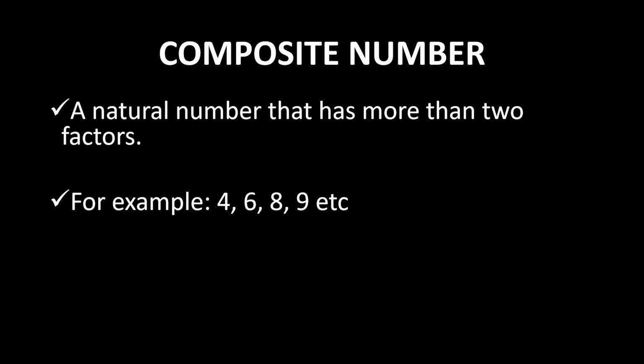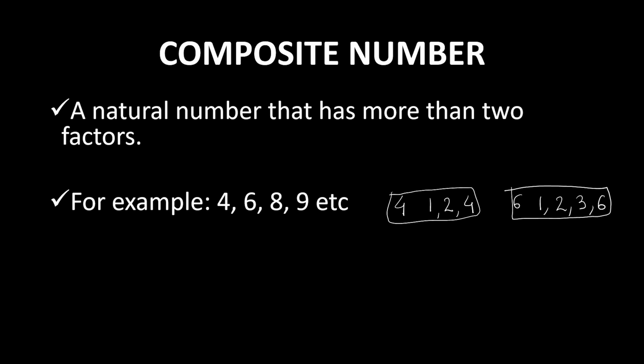For example, 4, 6, 8, 9, etc. So we can see that 4 has more than 2 factors. What all are they? 1, 2 and 4 itself. So here you could observe that 4 has 3 factors, 1, 2 and 4. Now let's look at 6. So 6 has 1, 2, 3 and 6 as its factors. So there are 4 factors of 6 that we can observe, right?